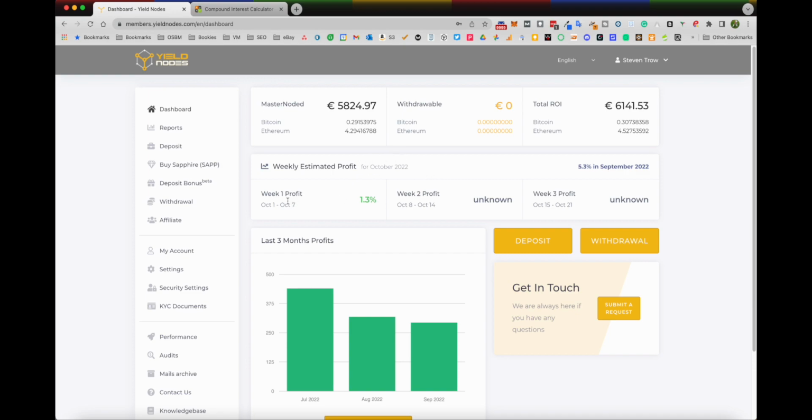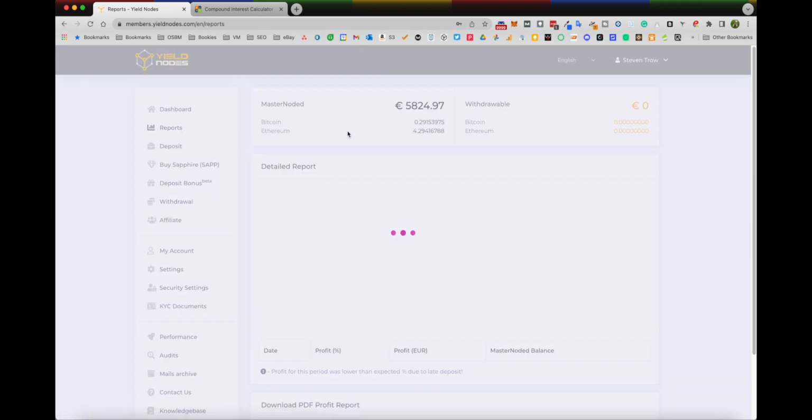So we've already had the first week of profit in, week one profit, which is 1.3%. So if that continues through for the rest of the month, then we'll be looking at a similar month to last month, probably 5.2-5.3%. Hopefully week two is a bumper week. Who knows? Have a quick look at the reports.